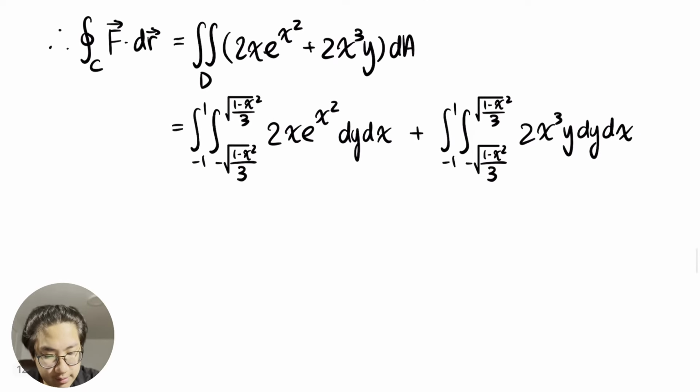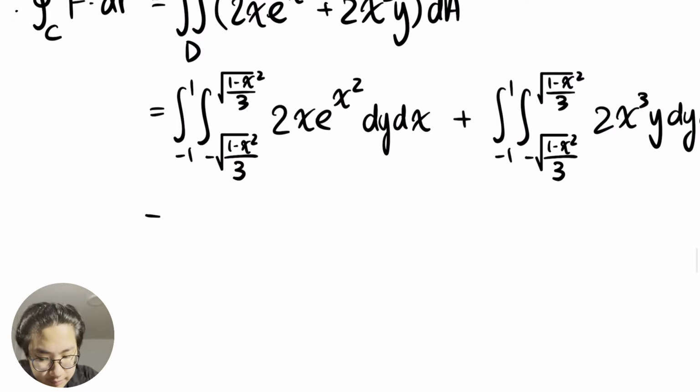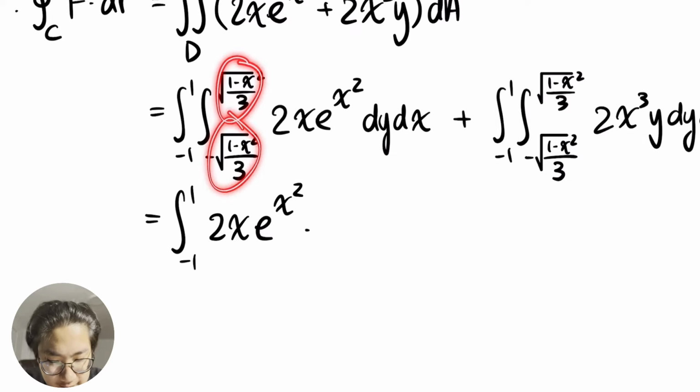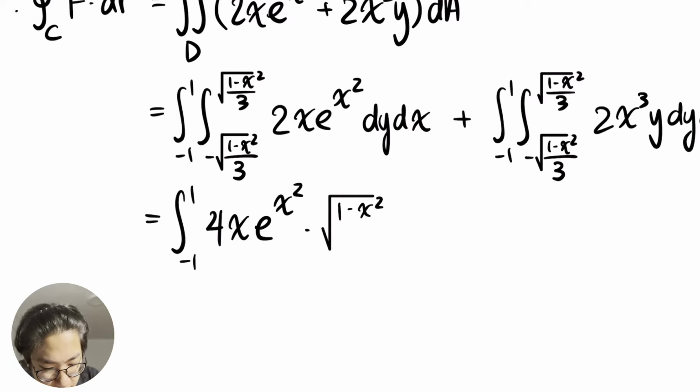Next step, we're just going to first evaluate the inner portion of each of these. In this case, y doesn't appear at all, so we simply have 2x e to the x squared times, again y doesn't appear, so it's simply this minus this. So we get 2 times just this, so we can move the 4 out over here, and then square root of 1 minus x squared over 3, and then dx.